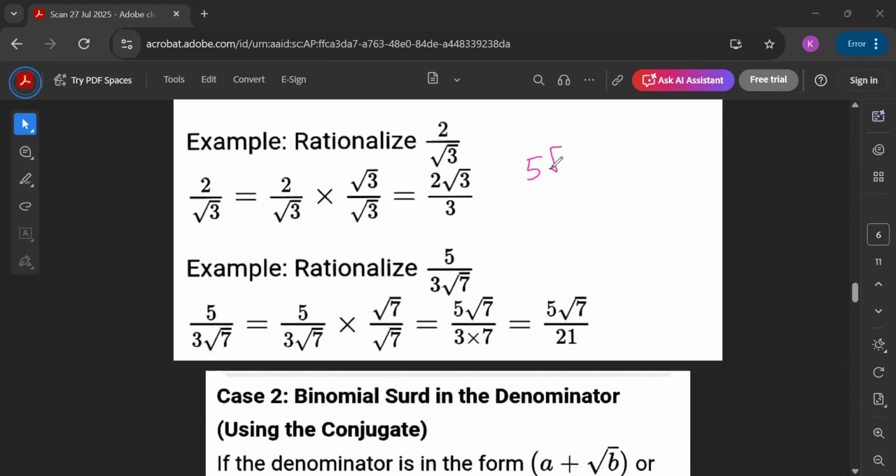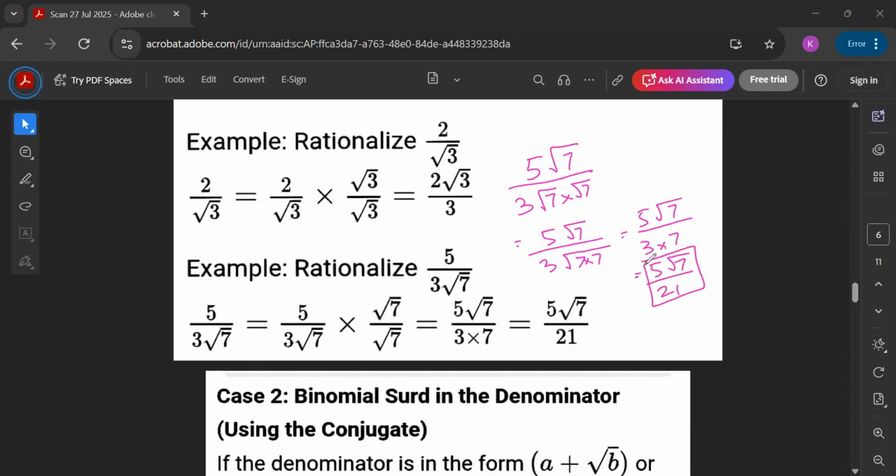5 root 7 upon 3 root 7 multiply root 7. It means 5 root 7 upon 3. Now we know that 7 square is 49. 7 times 7 is 49. Square root of 49 is simply 7. So 5 root 7 upon 3 times 7 is 21. That is how we are getting this answer.